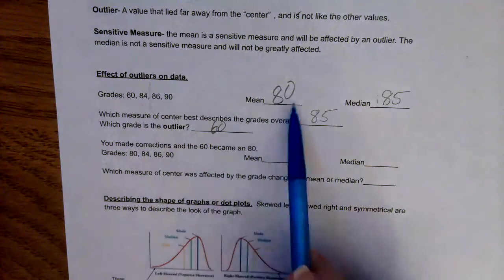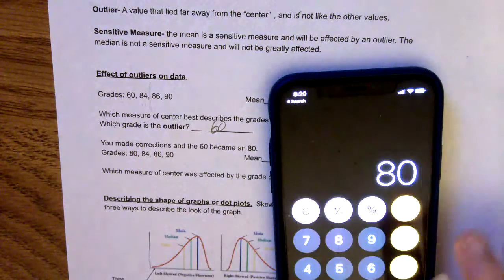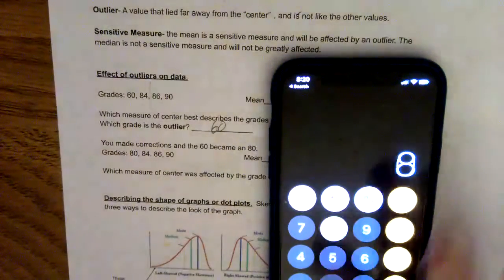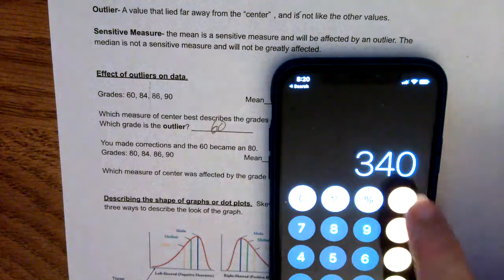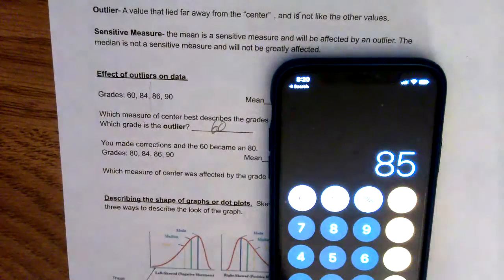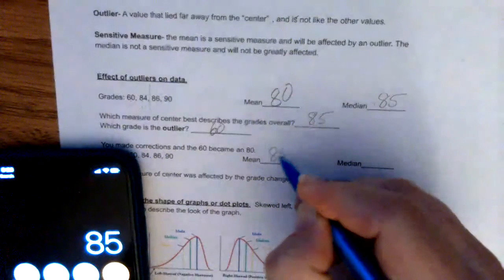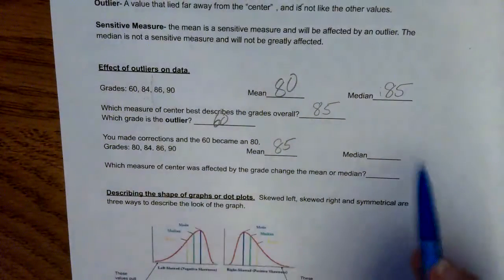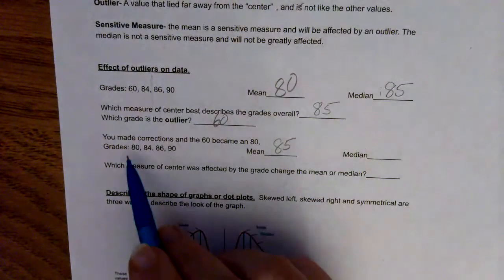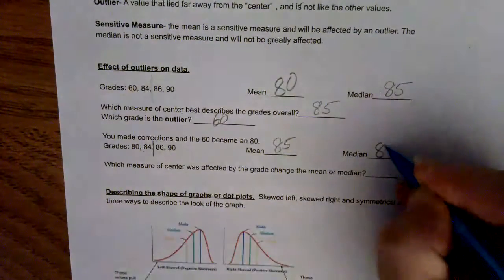So it says you made the corrections and the 60 became an 80. So let's see how that outlier really did affect my grade. Now I'm going to take my 80, I'm going to find the mean, 80 plus 84 plus 86 plus 90. I still have 4, so I'm going to divide it by my 4, and now I have 85. So now my mean is 85. Did that number affect my median? Once again, I still have 4 pieces of data. My median is still 85.